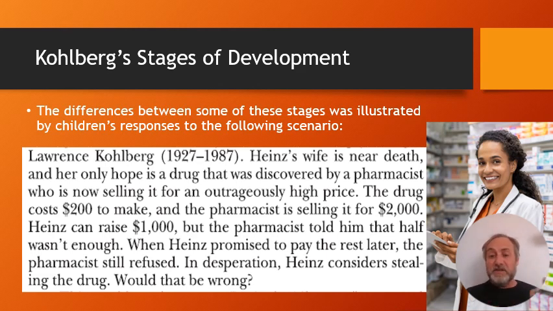And Heinz tries to scrape together as much money as he can. He can only raise $1,000. He asks the pharmacist, "Hey, can I pay you half now and pay the rest off in installments?" The pharmacist says, sorry, I need full payment right now. And so Heinz is pretty desperate, and he's wondering if maybe he will just break into the pharmacy at night and steal the drug. So he asks the child, would that be wrong?